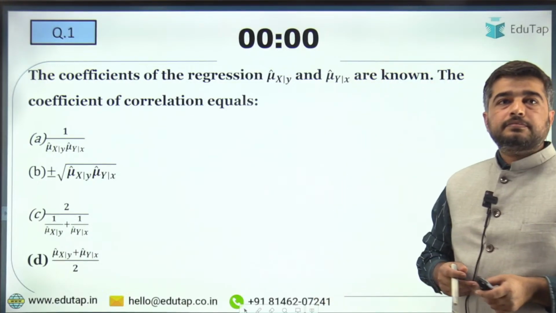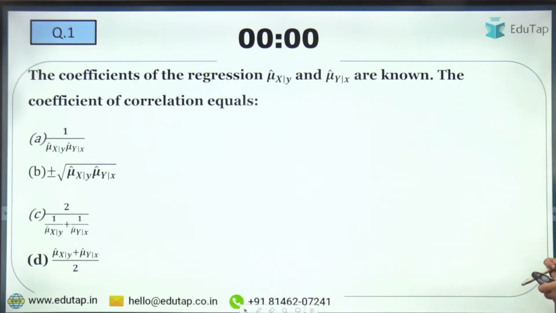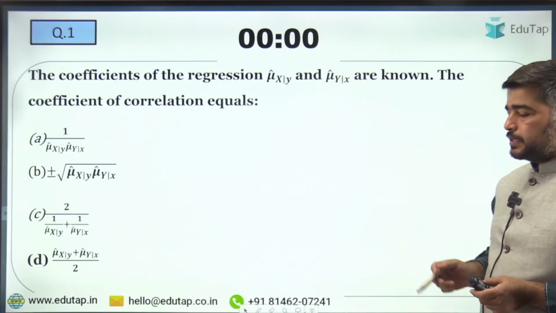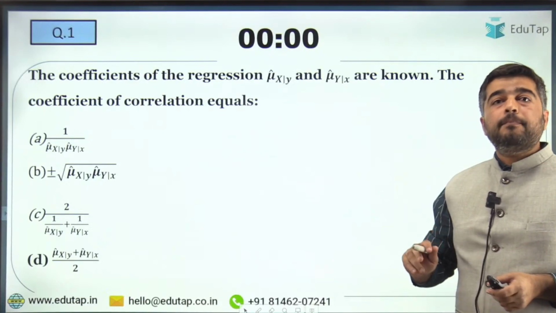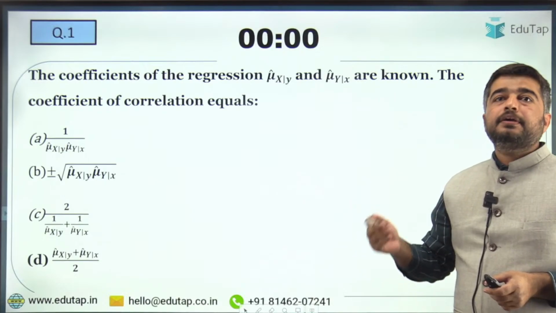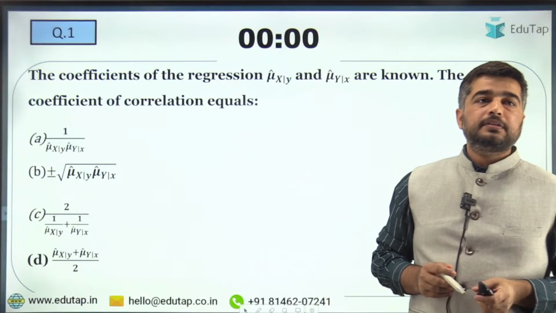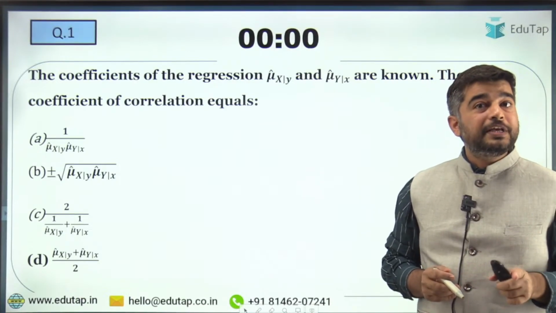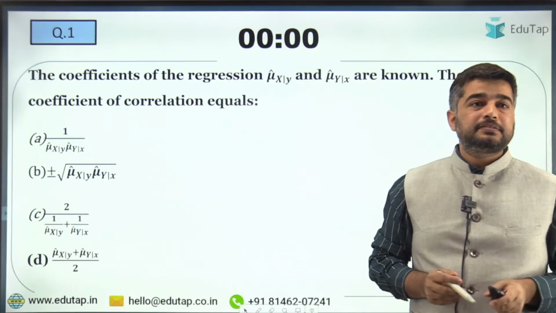Answer this question. The coefficients of regression are mu x on y and mu y on x. These are equivalent to the regression coefficient y on x and the regression coefficient x on y. Now, how do you have to calculate the coefficient of correlation? What is the formula of the coefficient of correlation? When you know the coefficients of regression x on y and y on x, what will be the answer?